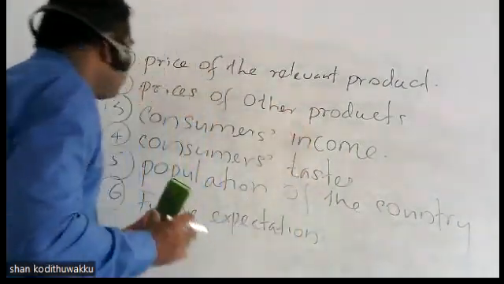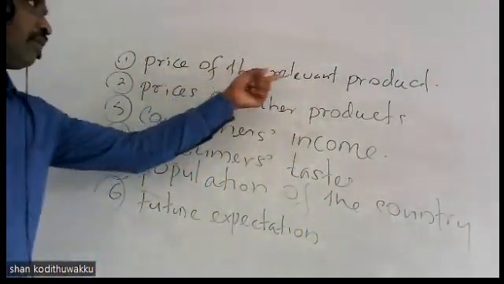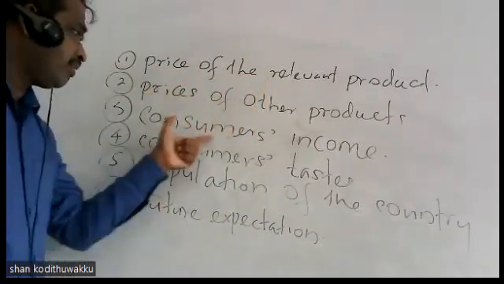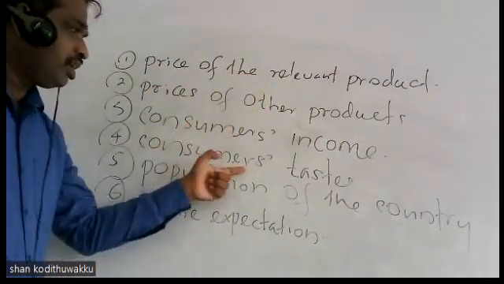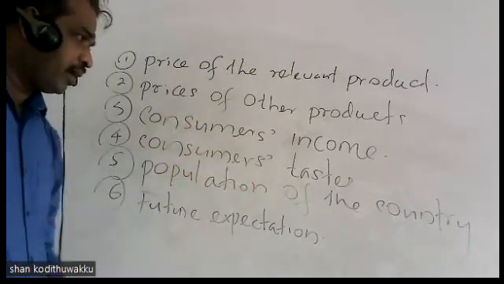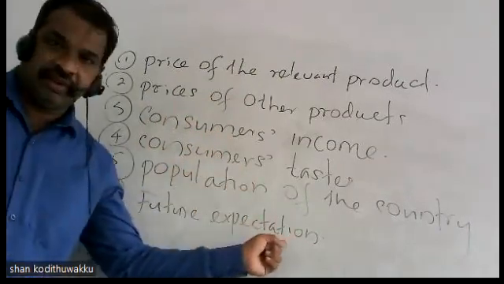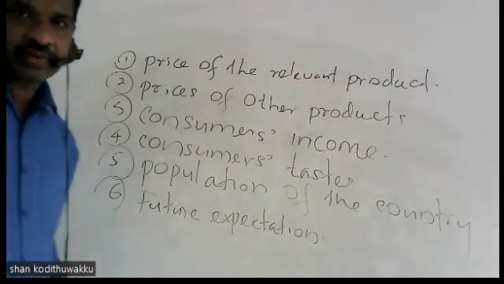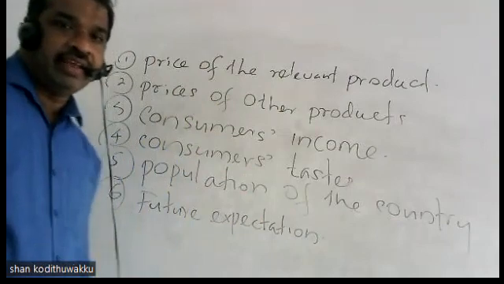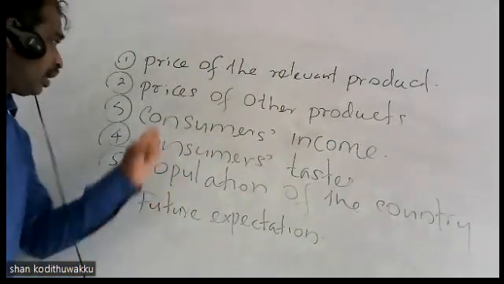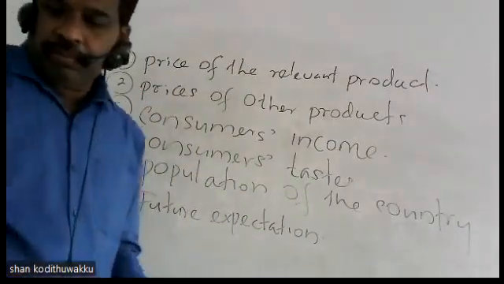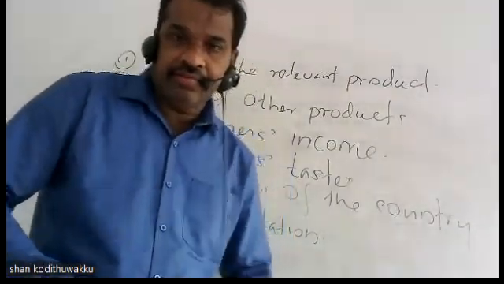Price of the relevant product, the product we are concerned with. Prices of other products, consumers' income, consumers' taste, population of the country, and future expectation. Right? We can take it with the condition. Likewise, at least you can just list 6 factors. That is the answer for part A, Roman number 1.